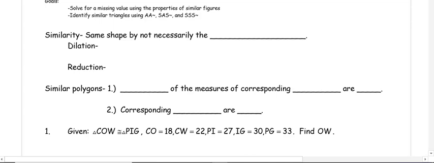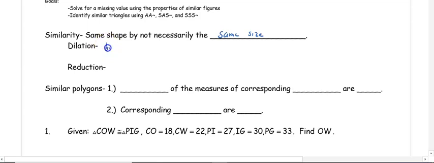This video is about solving for a value using properties of similar figures and identifying similar triangles using angle similarity, side angle side similarity, and side similarity. So similarity means the same shape, but not necessarily the same size. There are two types of similarity then.